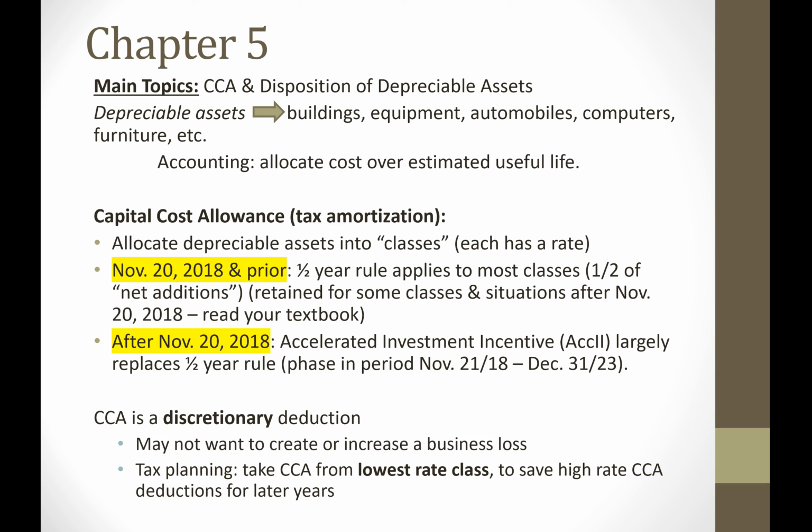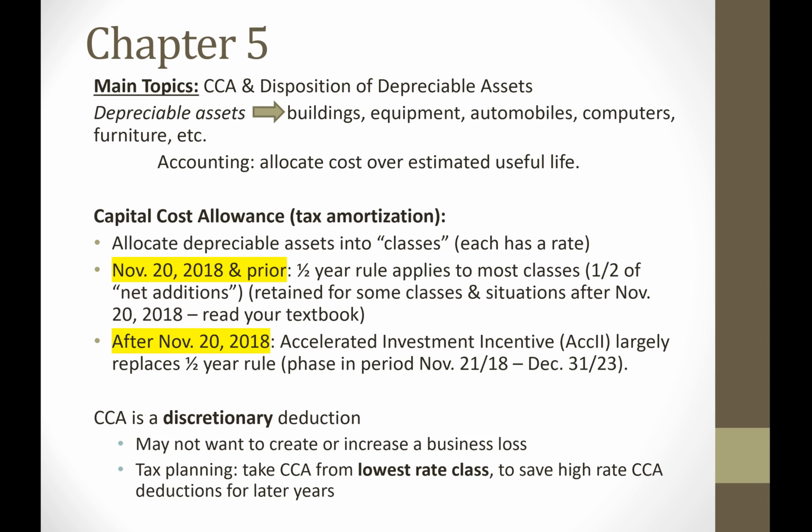One of the reasons why a company may not want to claim the maximum CCA is if they're already operating in a loss position. By taking the maximum CCA, they could increase the loss, and they may not want to do that. So once again, when it comes to CCA, a business will calculate what the maximum CCA deduction is under the tax rules, and the business can claim any amount from 0 to that maximum.